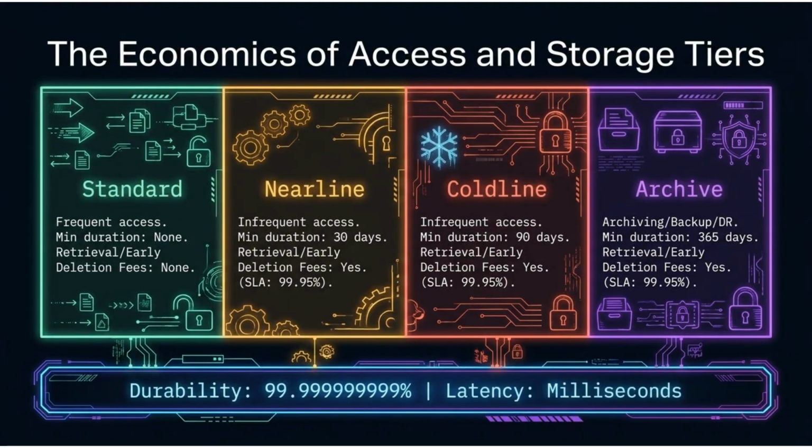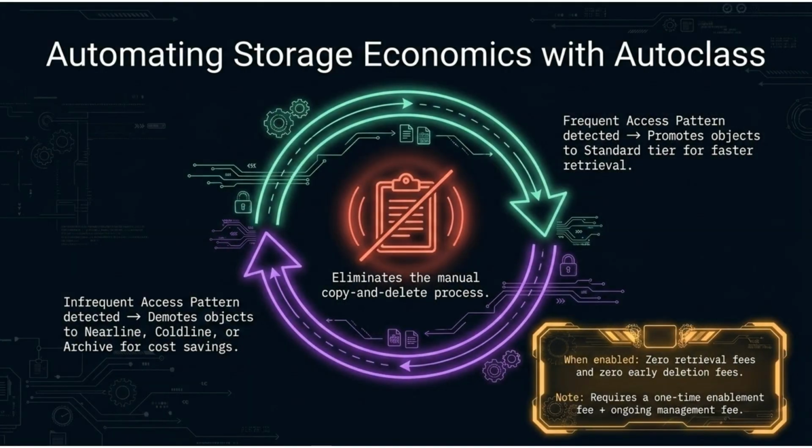GCS offers 4 storage tiers: Standard for frequent access, Nearline for infrequent access, Coldline for very infrequent access, and Archive for archiving/backup/DR. Durability is extremely high at over 9 nines with millisecond latency. Autoclass automates storage economics. It promotes frequently accessed objects to the Standard tier and demotes infrequently accessed objects to colder tiers, eliminating manual copy and delete processes for cost savings.